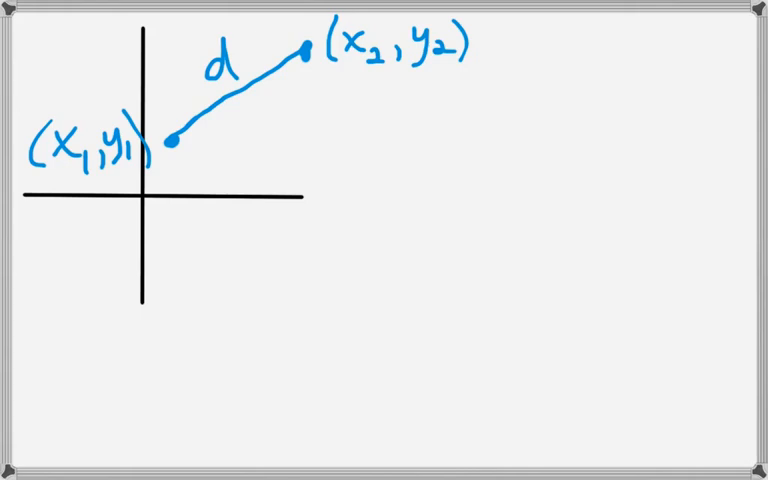Then if we make that length d the hypotenuse of a right triangle, we can find the length of the 2 legs. This leg, we can get that length using the x values. If the left point was at an x value of 1 and the right point was at an x value of 6, you would just do 6 minus 1 to find that distance. So that leg is given by x2 minus x1.